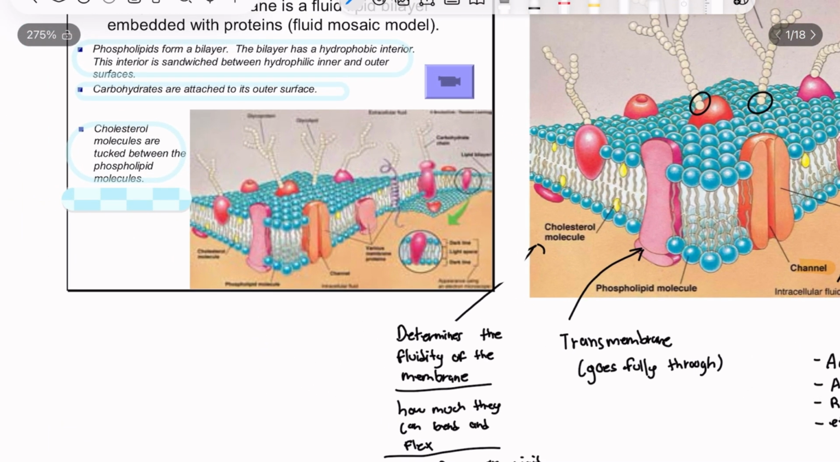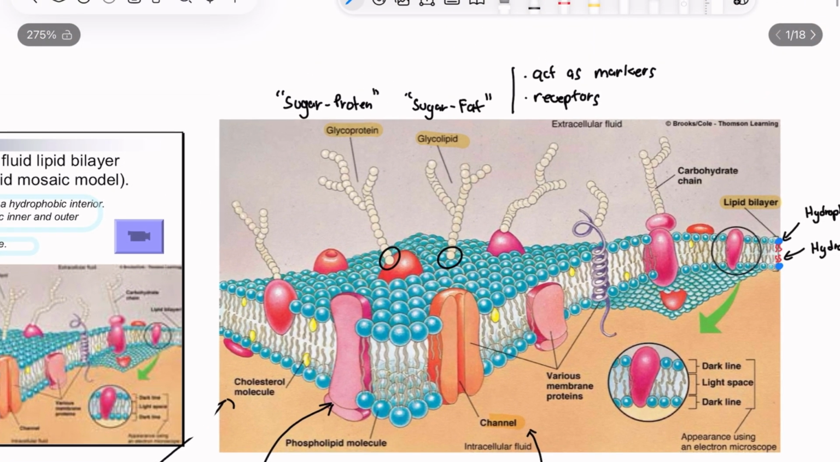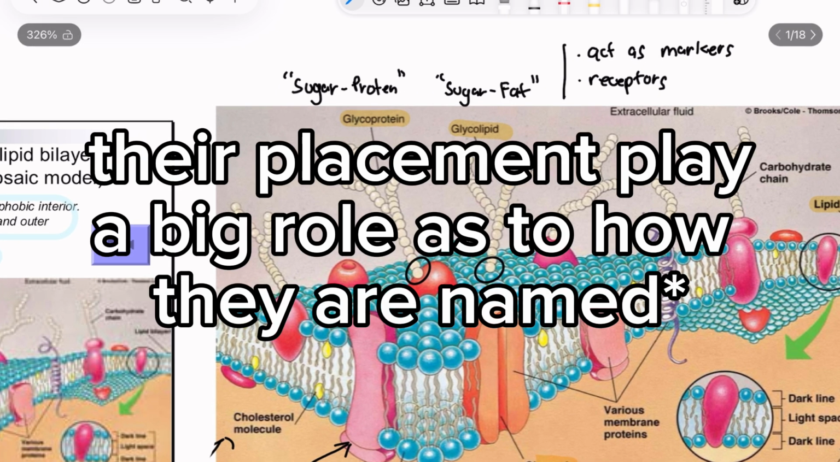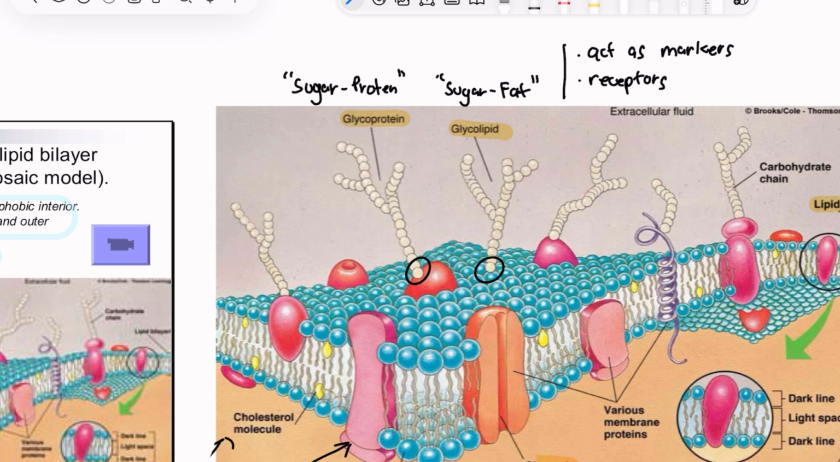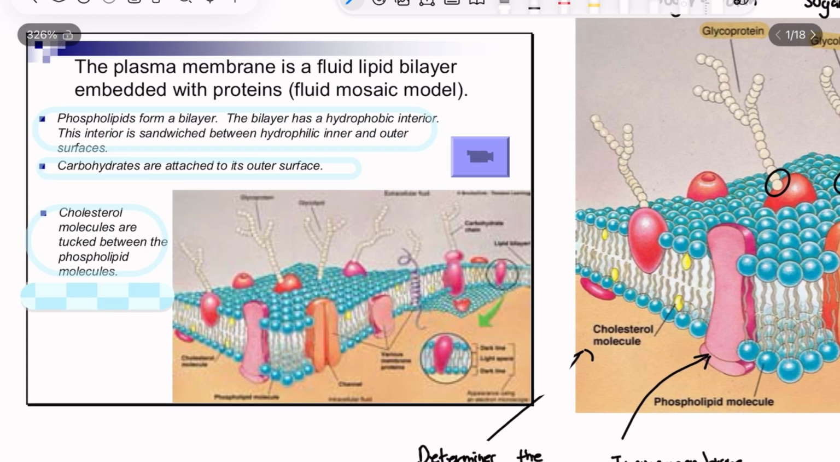Carbohydrates are attached to its outer surface. The carbohydrate chains are attached to the outer surface of the membranes, and are often linked to proteins or lipids. They act as markers or receptors. The names play a big role here: glyco means sugar, and protein means protein. So, sugar plus protein is glycoprotein, because it's attached to a protein. Sugar plus fat is glycolipid, because it's attached to the hydrophilic head of the fat. And so that's it for the carbohydrates.